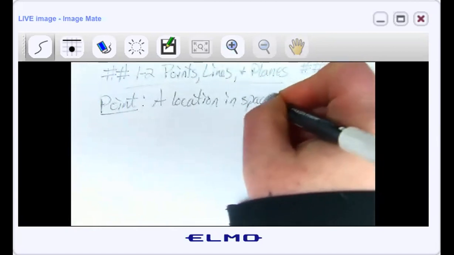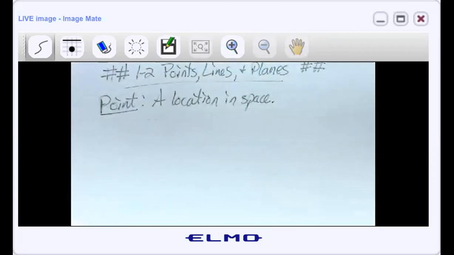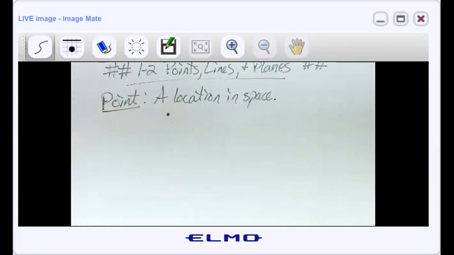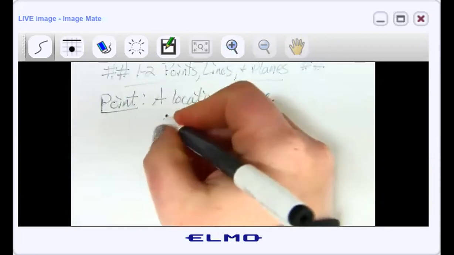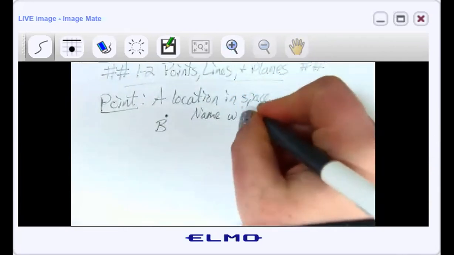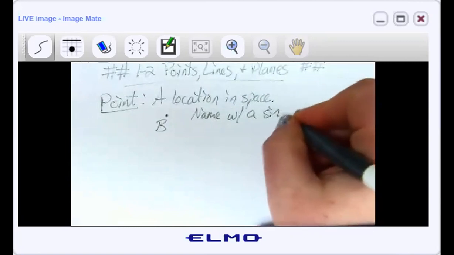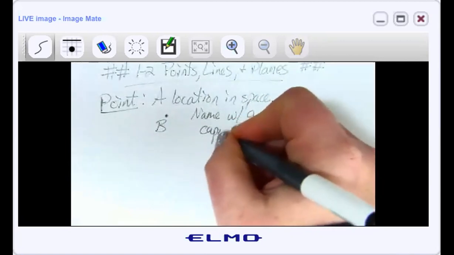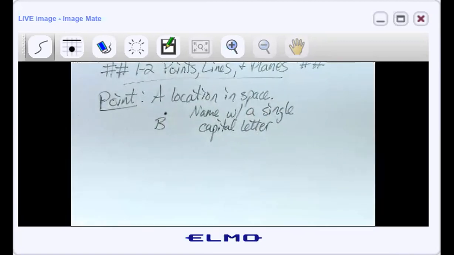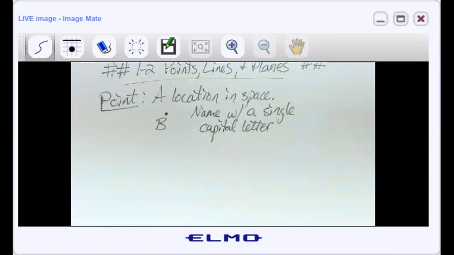And I know when I hear the word space, I'm always thinking outer space. It can be outer space, right? But it can be literally anywhere in our physical space. So a point could literally just be right there. To name a point, we just use a single capital letter. So they're super easy. So maybe I'll call that point B. So we name with a single capital letter. All right, they're nice and easy.